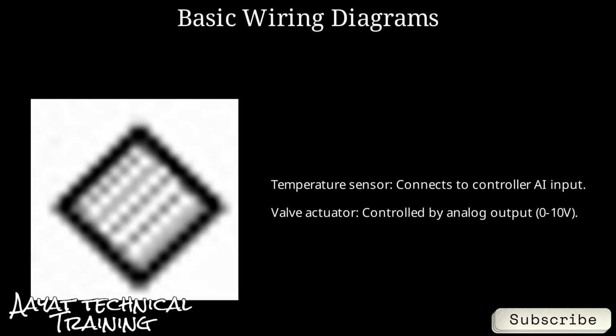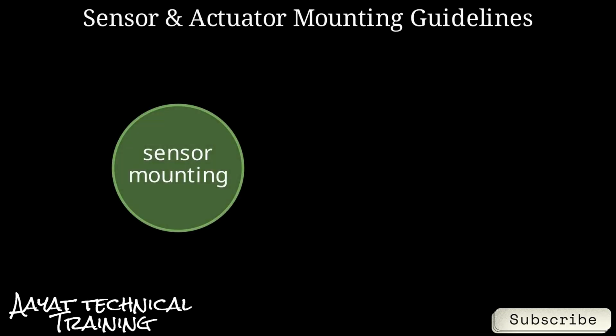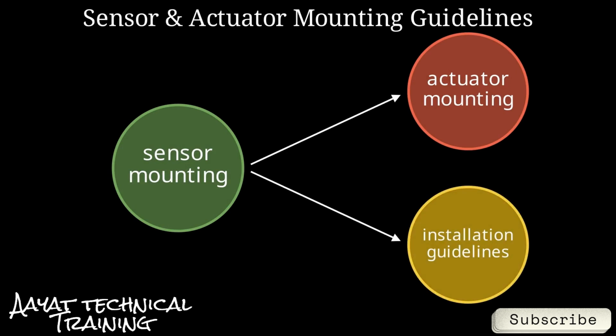Wiring sensors and actuators correctly is crucial for reliable BMS operation. For example, a temperature sensor connects to the controller's analog input, while a valve actuator is controlled by an analog output signal. Proper mounting ensures accurate readings and reliable operation. Place temperature sensors away from direct sunlight and heat sources, use averaging sensors for large ducts, mount pressure sensors with proper taps, match valve actuators to valve size and torque, and use mechanical stops for motorized actuators.